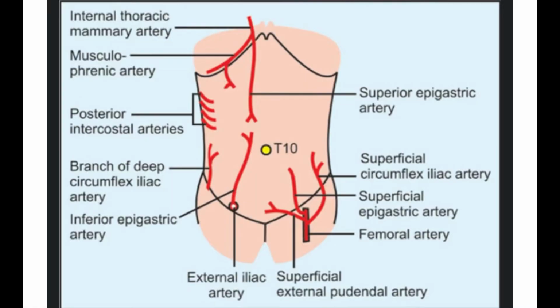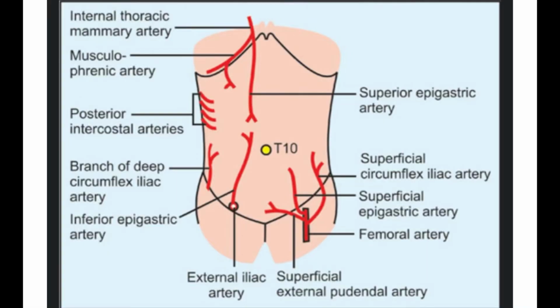So the superficial epigastric artery runs upwards towards the umbilicus, while the superficial external pudendal artery runs medially to the external genital organs. And finally, the superficial circumflex iliac artery runs laterally to the iliac crest. So for the 6 deep arteries, we have the first one, which is the superior epigastric artery. Now, we have the classification of the 6 deep arteries: 2 from above, 2 from below, and 2 from the side. So for the 2 from above, we have the superior epigastric artery and the musculophrenic artery.